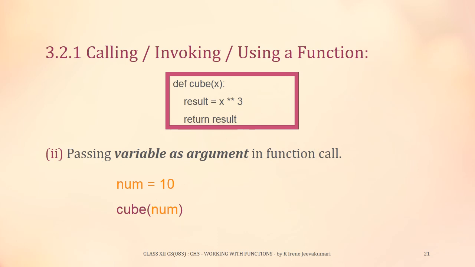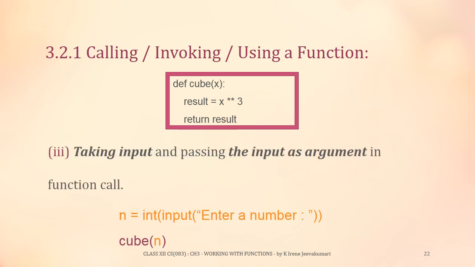The second method, passing variable as argument in function call. We know very well variable represents labeled storage locations whose value can be manipulated during program run. Here a variable num is created and it takes the value 10. So this variable num is passed as argument to the function called cube. So from this we can understand in the previous example we have learned a literal or value was passed as an argument. Here in this method we have learned a variable also can be passed as an argument if it is assigned with a value.